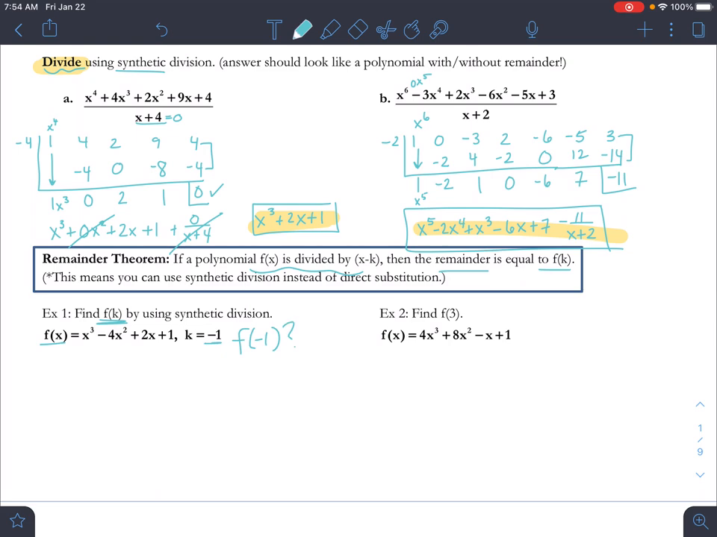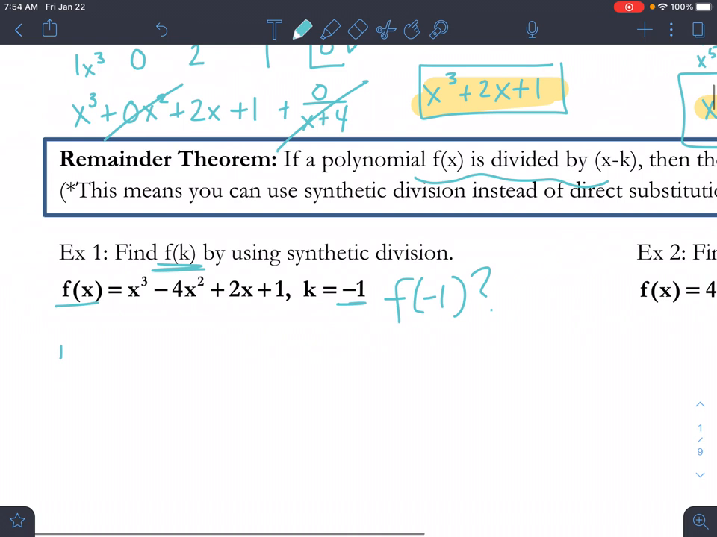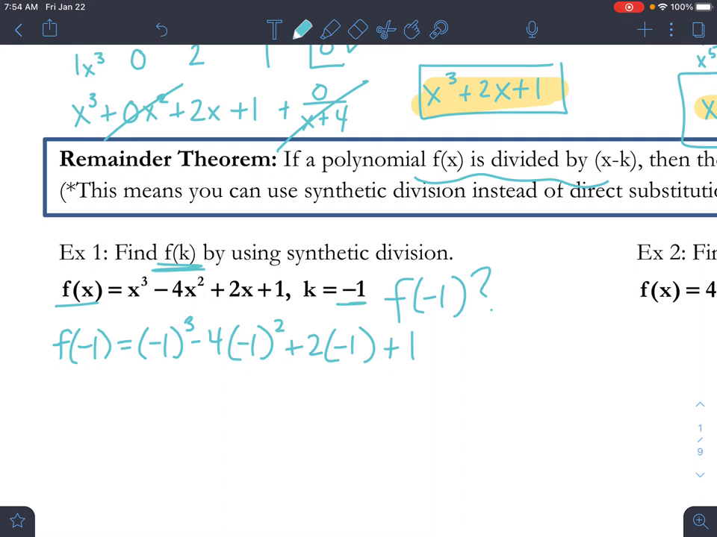Well, typically you guys plug in negative 1, right? So you would do f of negative 1 is negative 1 cubed minus 4 times negative 1 squared plus 2 times negative 1 plus 1. That's what you would typically do here. And you would get negative 1 minus 4 times 1 minus 2 plus 1, which gives me negative 5, negative 7, so negative 6. In a general sense, let's say we didn't know synthetic division, our answer is negative 6.